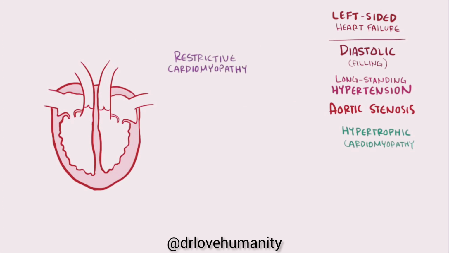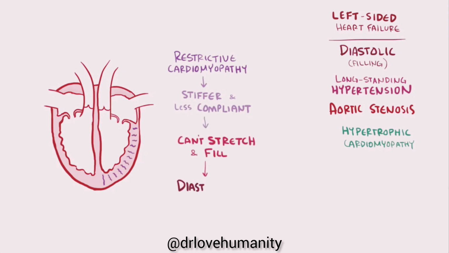Restrictive cardiomyopathies are yet another cause. In this case, the heart muscle gets stiffer and less compliant, and therefore the left ventricle can't easily stretch out and fill with as much blood, which leads to diastolic heart failure.